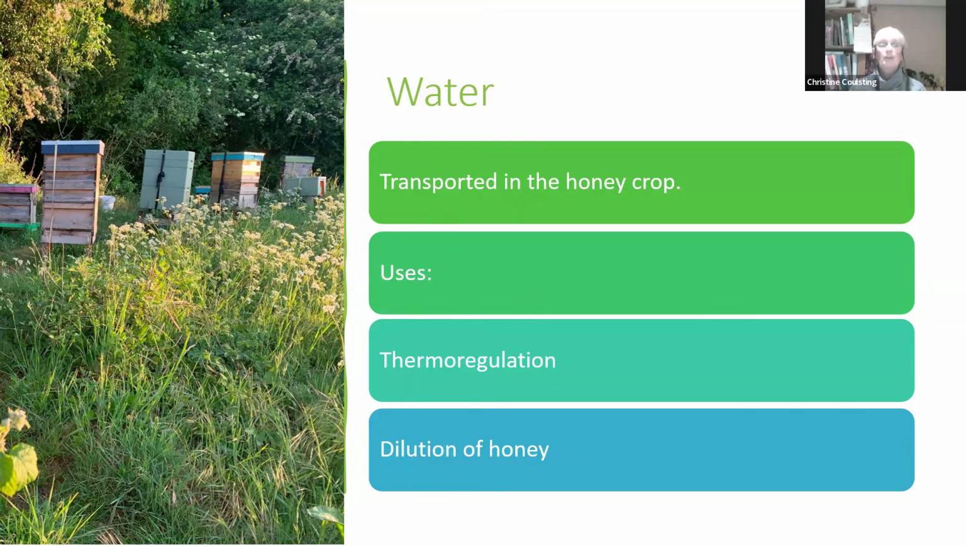And they also use it for dilution of honey. So when they do require to eat honey, they will reduce it to 50% sugar water, and so they require water for that. They tend to use a water source fairly close to the apiary or nest site, so they don't go very far, and they do mark it with the Nasanov gland.